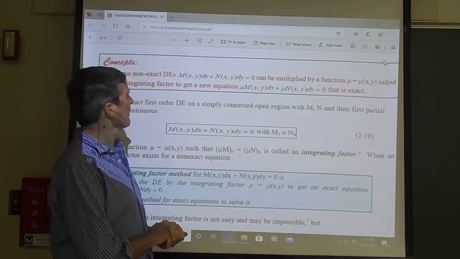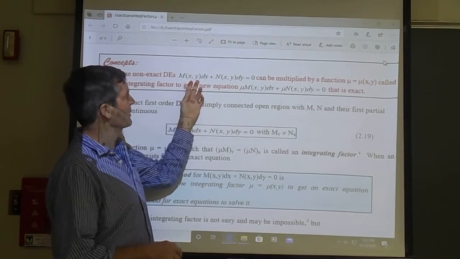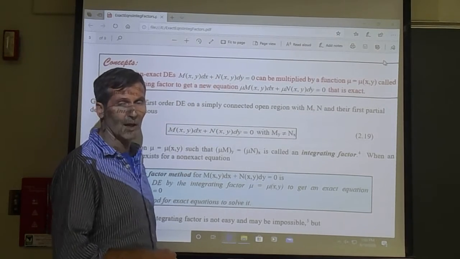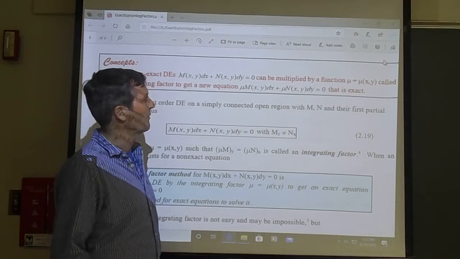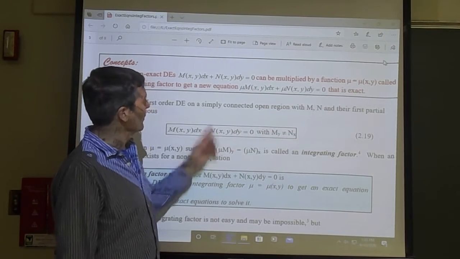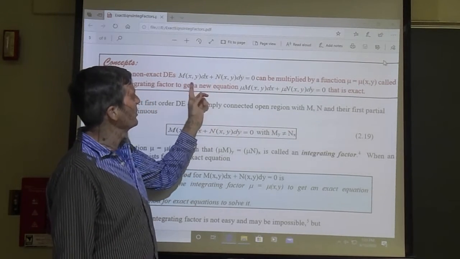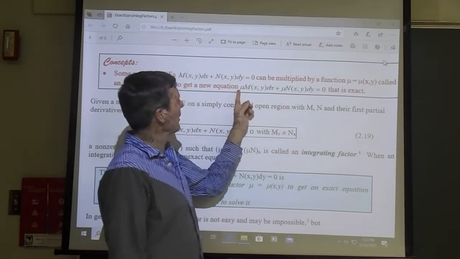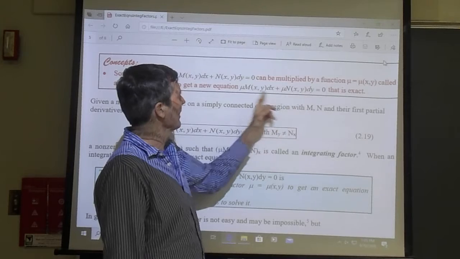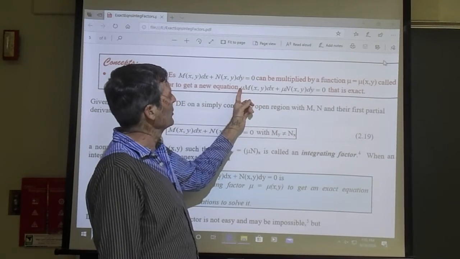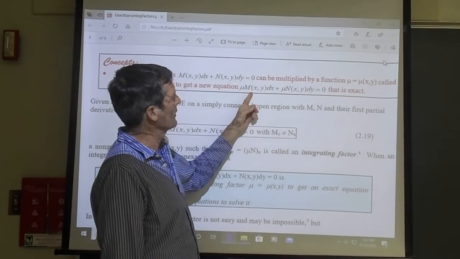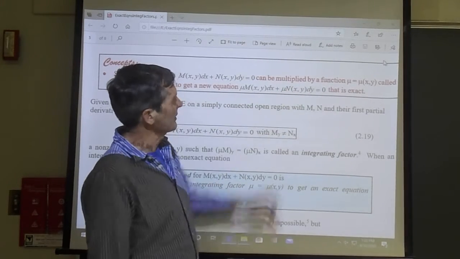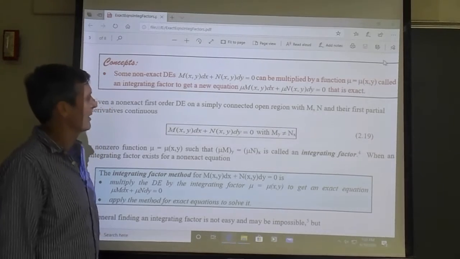What if there isn't such a function φ such that this is its partial with respect to x and this is its partial with respect to y? We can try and make it so in the following manner. We can multiply through by a function μ of x and y, such that μ times M is the derivative of φ with respect to x, and μ times N is the derivative of φ with respect to y. Then this is exact, and we call μ an integrating factor.